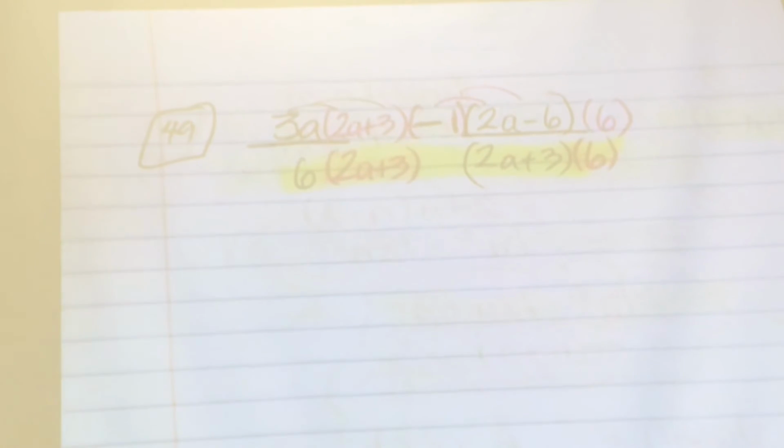Let me show you what we're going to do. We're going to take this 3a and distribute it. 3a times 2a. And since my denominators are the same, I can move on. So 3a times 2a is 6a squared. 3a times 3, that's 9a.